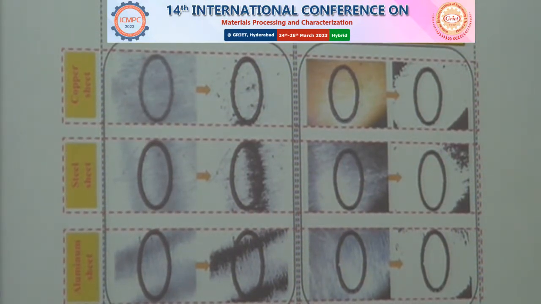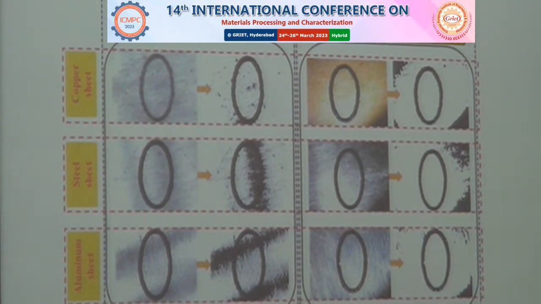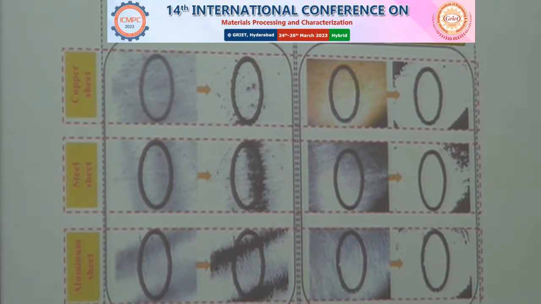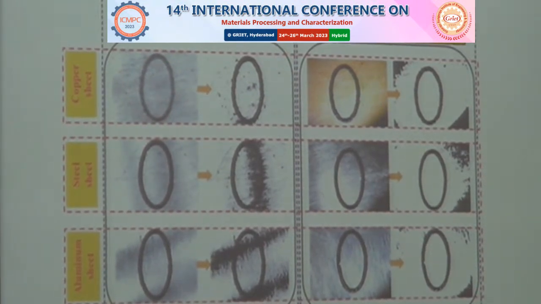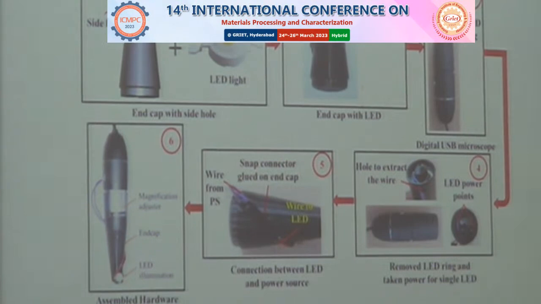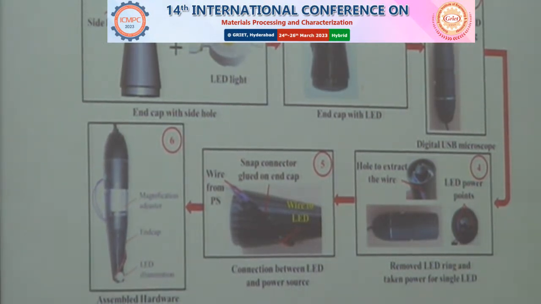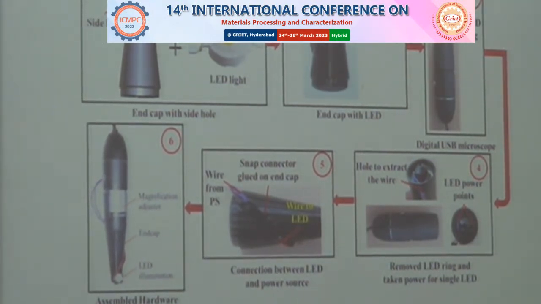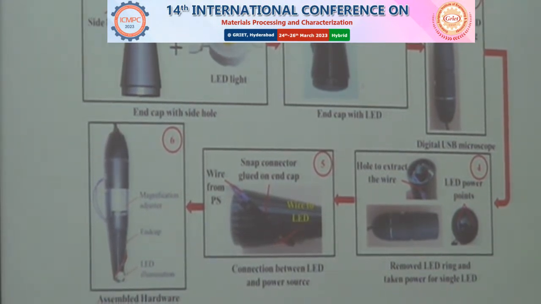Then we converted them into binary images. You can see in these images, after converting into binary, there is still noise. My goal is to identify the edges of an ellipse, but there is some noise which may create difficulty in automatic detection of the edges of that ellipse. So what we have done is, instead of using the end cap directly, we provided side lighting. We removed the existing LEDs from the microscope and modified the end cap with side light.